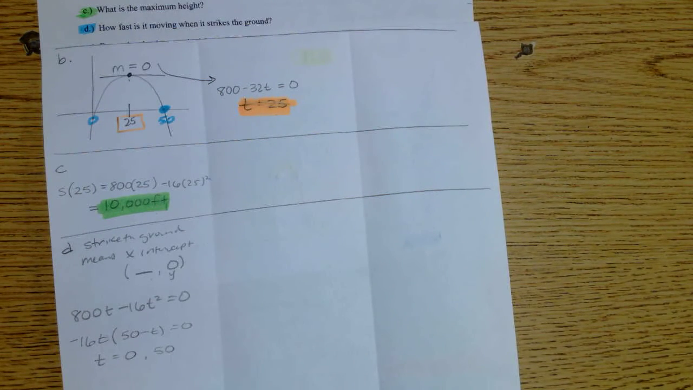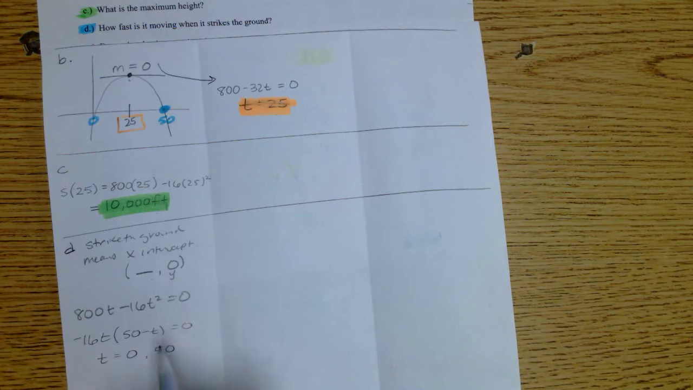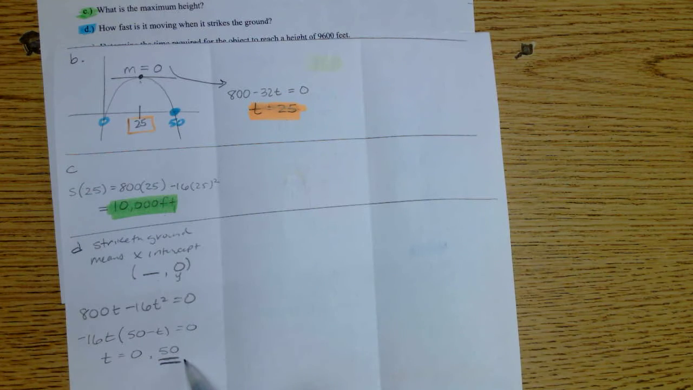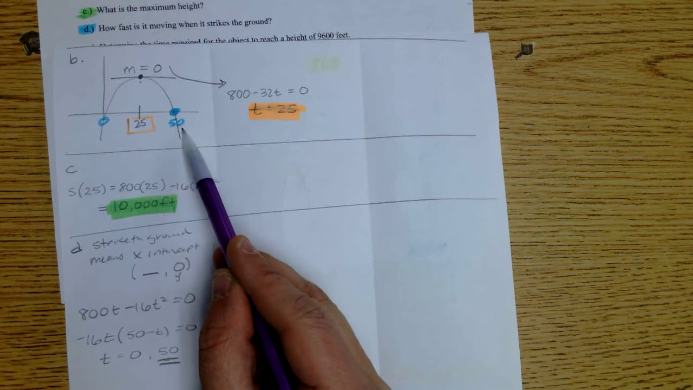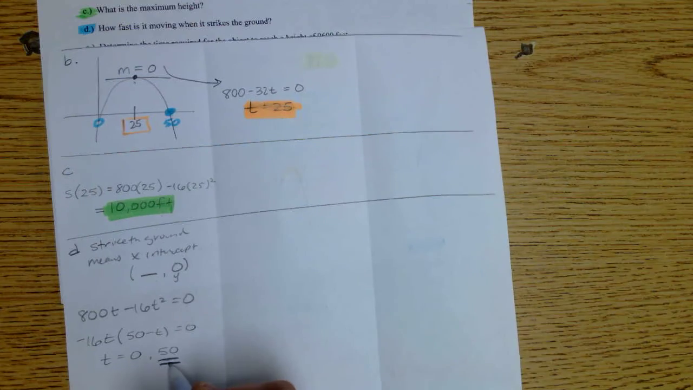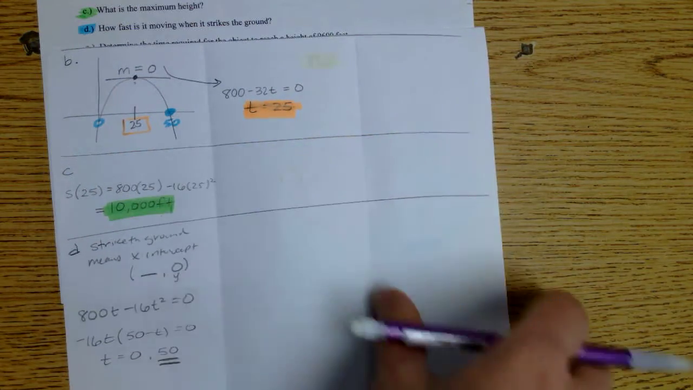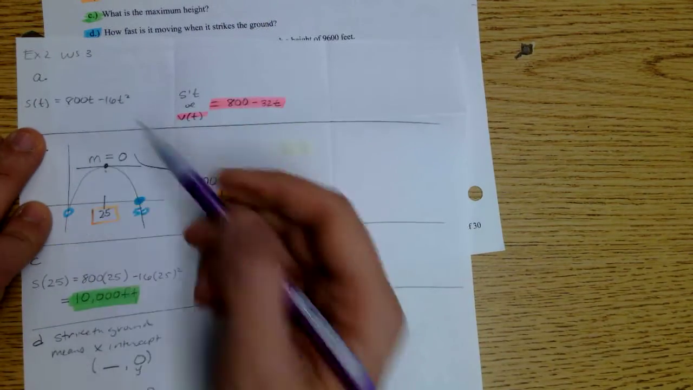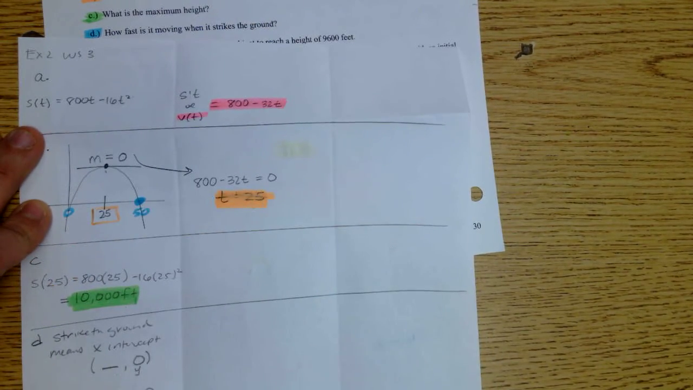But we have to be careful. Notice I didn't highlight that answer. Did they ask me for time or did they ask me for height? They asked me for height. So if I know the time is 50, how do I get the height? This is what I know, this point right here. 50 is this. Plug it back into the original function. My original function I have all the way up here. So I'm going to get s of 50.